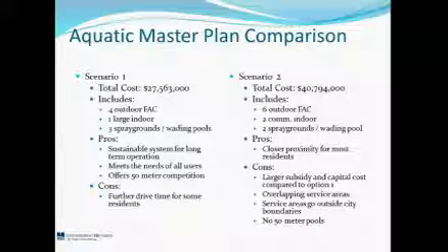Scenario 1 included 4 outdoor facilities, 1 indoor facility, and then 3 spray grounds or wading pools, where Option 2 had 6 outdoor facilities, 2 indoor facilities, and then 2 of the spray grounds or wading pools. The benefit of Scenario 1 is it's a more sustainable system for long-term operation. We're seeing more communities are concerned about not only what's it going to cost to build us, but what's it going to cost us to operate these for the next 50 years and make sure we do that in a sustainable manner. It also meets the needs of all users.